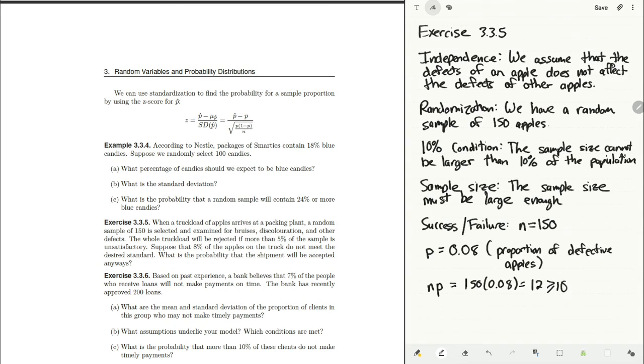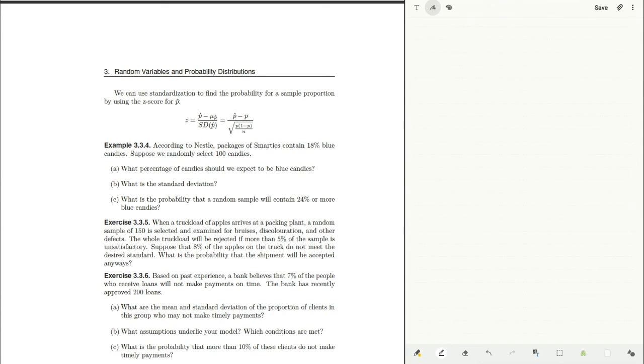which is greater than 10. And the number of failures is n times 1 minus p, which is 150 times 1 minus 0.08. And this gives us 138, which is also greater than 10. And so the success and failure condition is satisfied. So we can assume that we have independence and a large enough sample. So now we can use the normal model to find the probability that the truckload will be accepted.